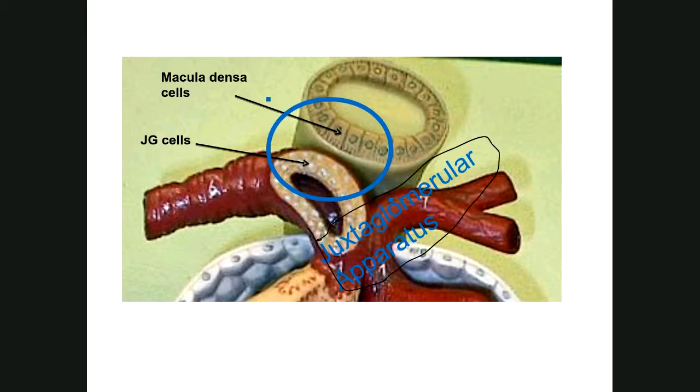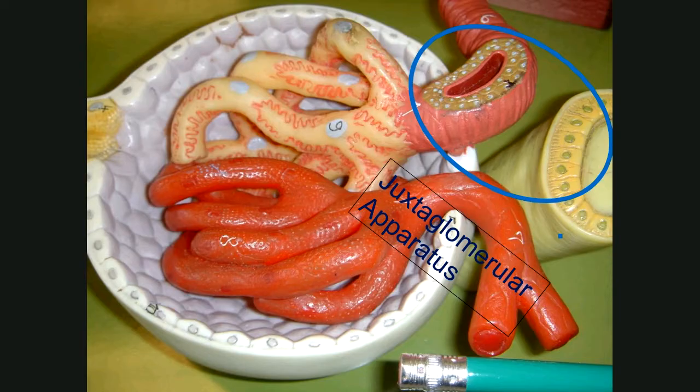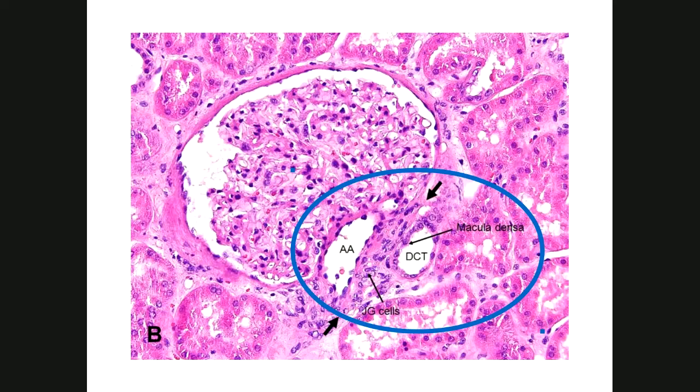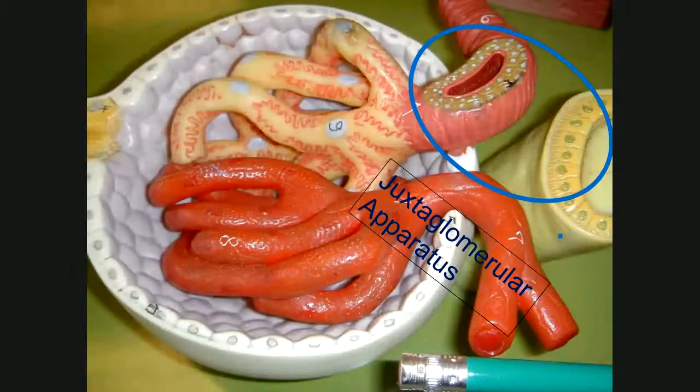On the afferent arteriole, we have JG cells. On the distal convoluted tubule, we have macula densa cells. If we go back to our photomicrograph, there they are right there. There are the JG cells, these. And right there, these are our macula densa cells. So these cells are going to regulate the flow through here.